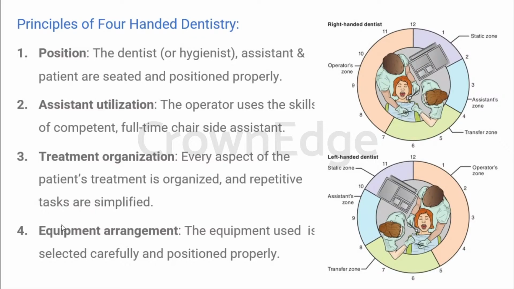So first is your position, then is the utilization of your assistant. So basically, you have to use the assistant to their full competence, either in receiving instruments and handing over instruments. You can probably tell them what procedure is going to be done, what instrument you would be using, what they have to give you after which, when they have to retract, when they have to use the suction tip to aspirate, and so on.